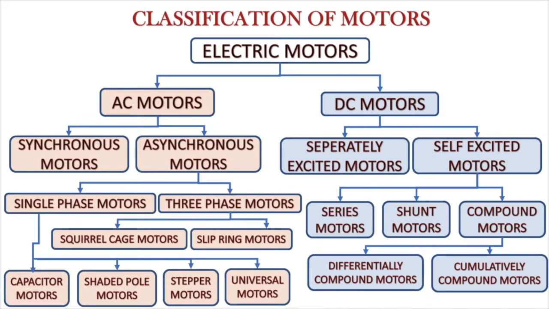The classification of motors is basically done as per the electrical supply system, that is AC and DC. If the supply is AC, the motor is known as the AC motor. If the supply is DC on which the motor is operating, it is known as the DC motor.